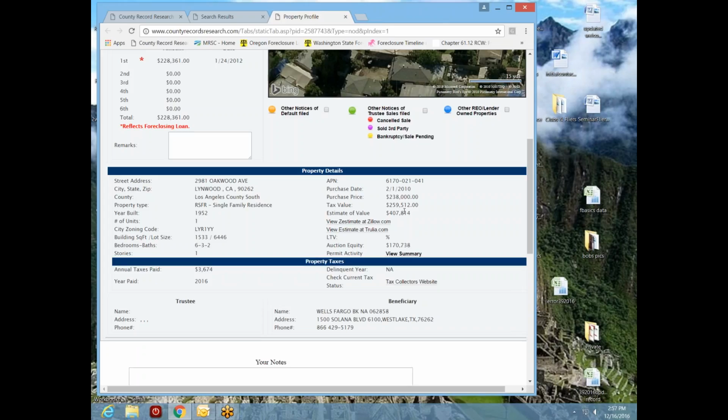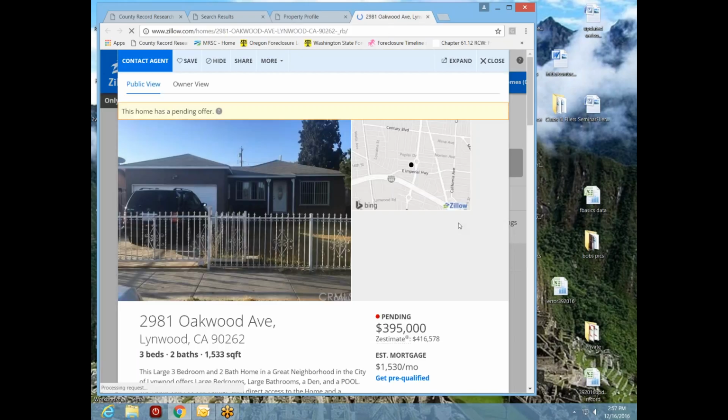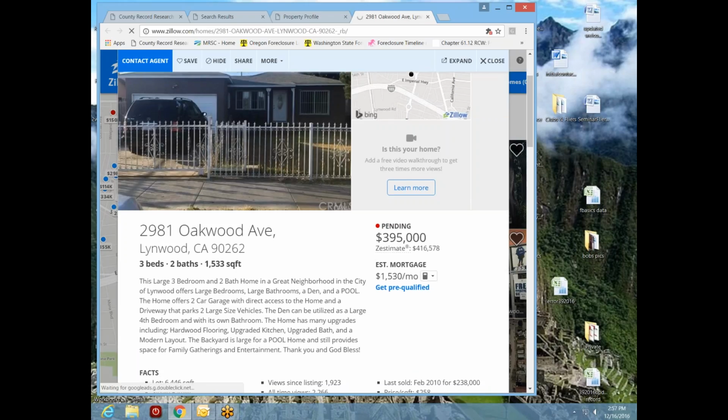I wouldn't have been that high based on that estimate of value. Now let me open it up again. What did Zillow give us as a market value? Zillow says it's worth about $416,000. So that tells me that whoever made this offer, they're not giving themselves room to do a flip.